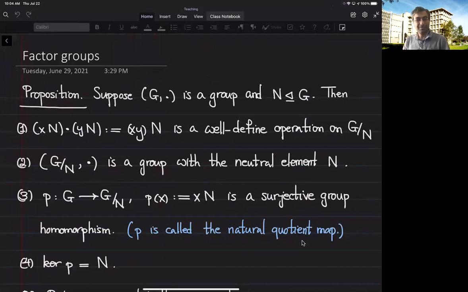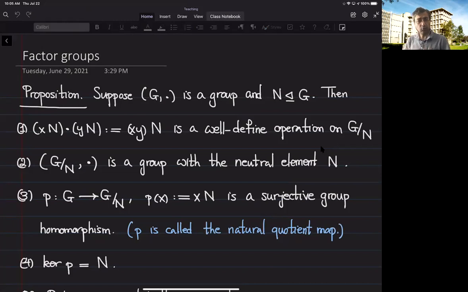Hello. In the previous video, we defined an operation on the set of left cosets of a normal subgroup.